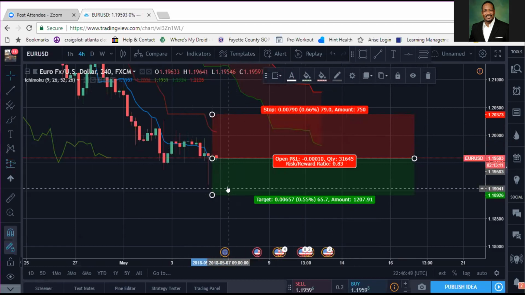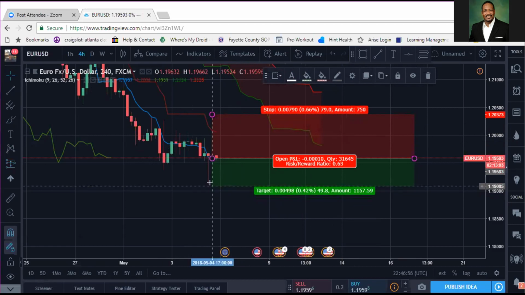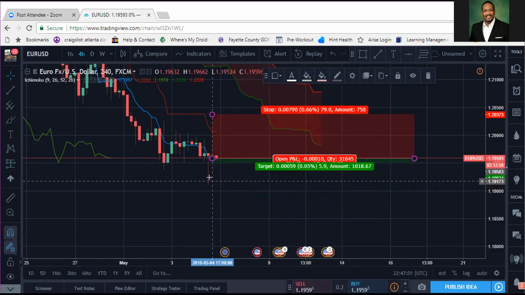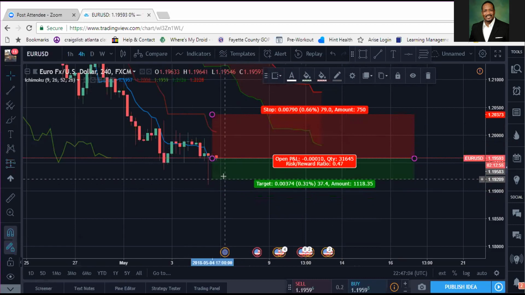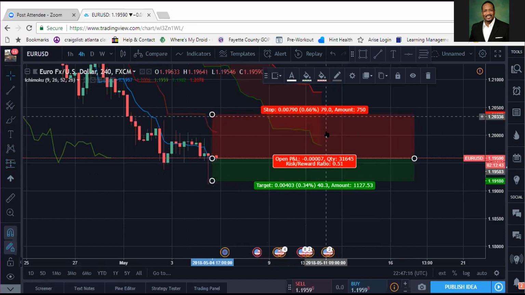So if I'm going to do a 50%, I'll go to 0.5. See how this number's changing? And then I can line it up to let's see, yeah, 45. That's as close as I'll get. So I could set up a take profit right there. So you see. What does that mean in price? Well, that means I'm giving up 79 pips to make 40 pips. Well, obviously that's not going to work there.